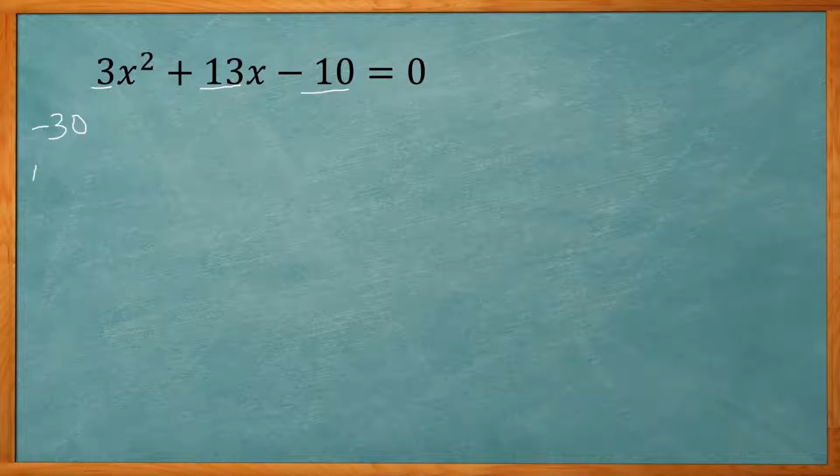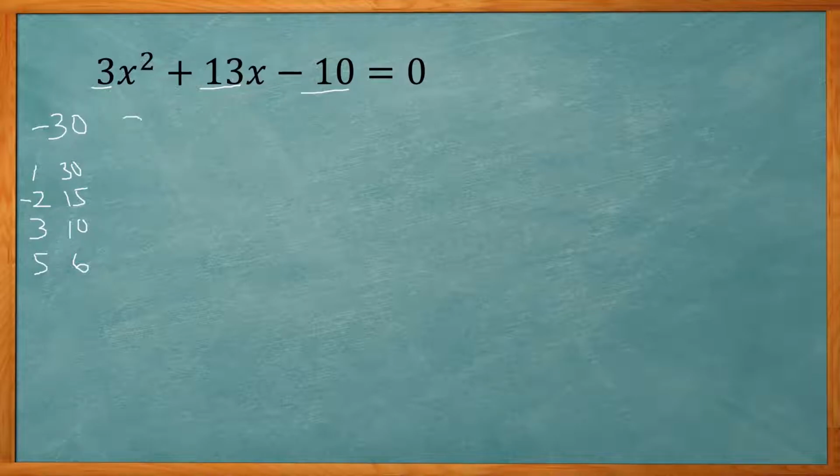Okay, so I'm going to look at 1 and 30, 2 and 15, 3 and 10, and 5 and 6. Those just multiply to give you 30. Now it has to be -30 and add up to +13. So we're going to do -2 and +15. Those two multiplied together give you -30 and add up to +13.